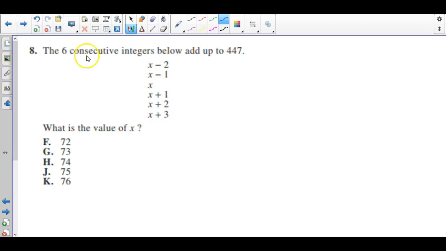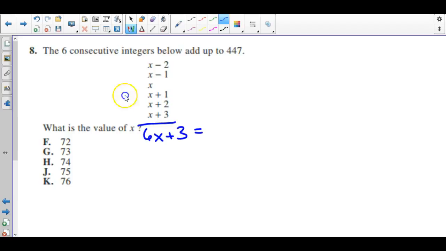Alright, the 6 consecutive integers below add up to 447. So these numbers are all going to add up to 447. What I want to first do is just add going right down the column. This is 6 numbers, so I have all my integers right here. So this is 6 of my x's. And then I'm going to add my constants together, and if you add up all these numbers right here, it's going to be plus 3.